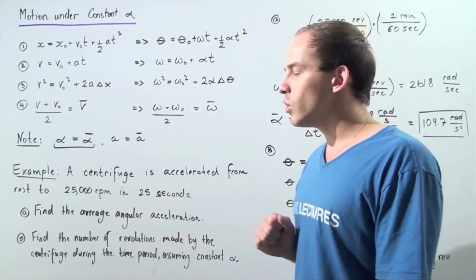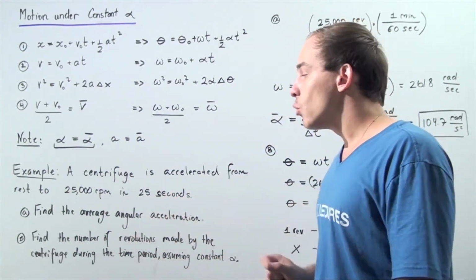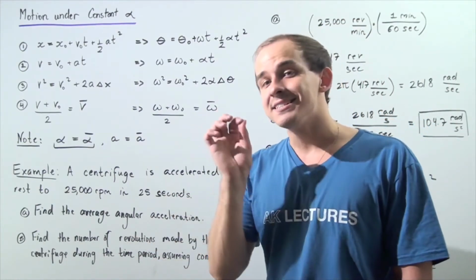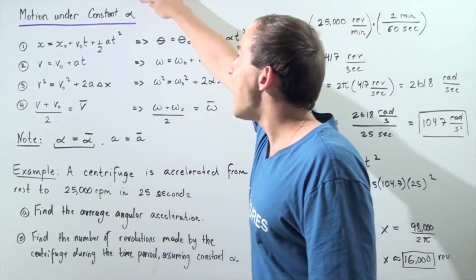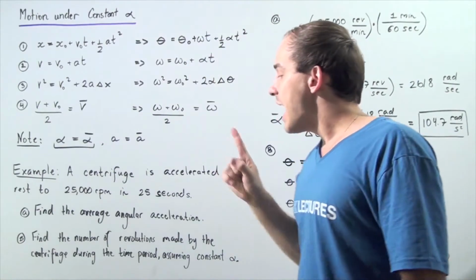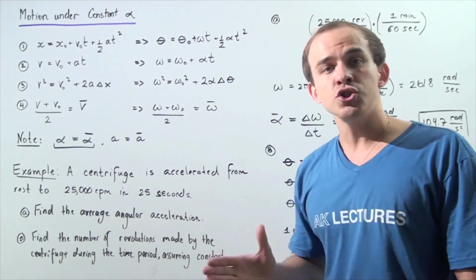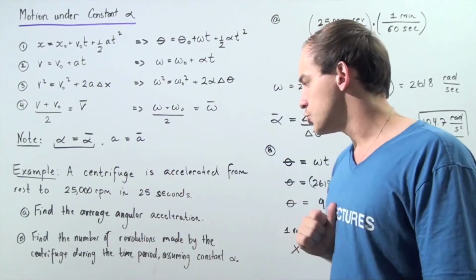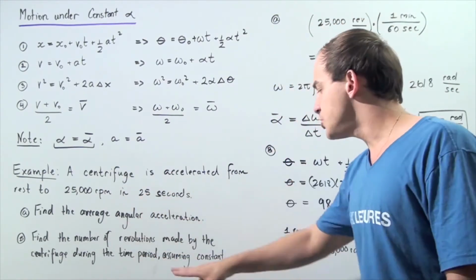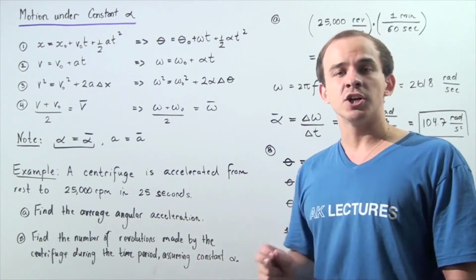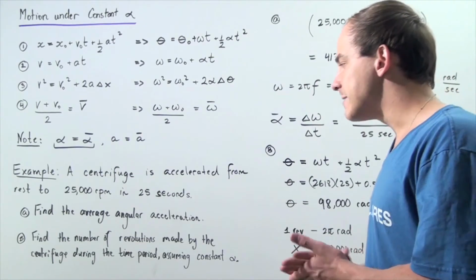In part A, we want to find the average angular acceleration, which is the same exact thing as the instantaneous angular acceleration because we have constant angular acceleration. And in part B, we want to find the number of revolutions made by the centrifuge during the time interval of 25 seconds, assuming we have constant angular acceleration. So let's begin with part A.